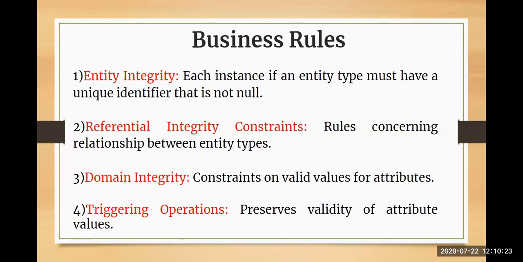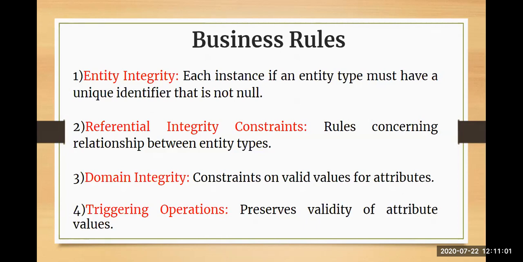Business rules give us a proper classification of your entities, attributes, relationships, and constraints. Whatever we have studied initially, it gives you a classification of what is an entity, what are attributes, what is a relationship, and how they communicate with each other. When we talk about business rules, they are classified into 4 types. The very first is entity integrity. Whenever I talk about entity integrity, it refers to what? Each instance of an entity type must have a unique identifier that is not null.